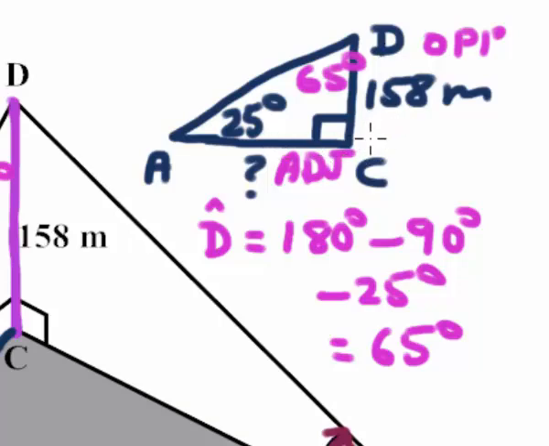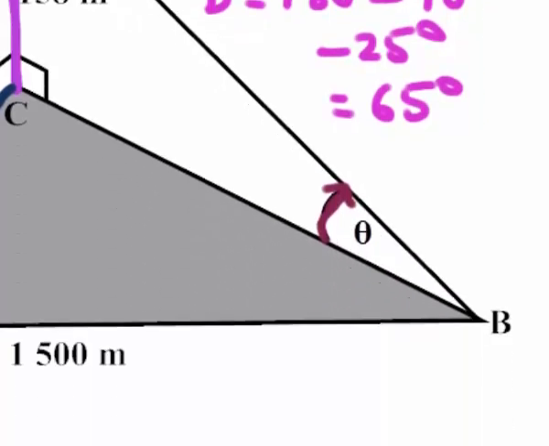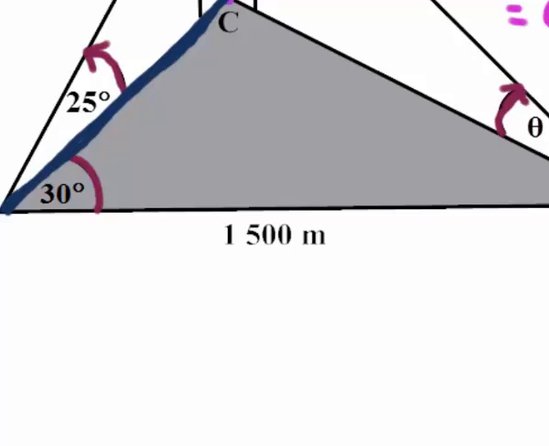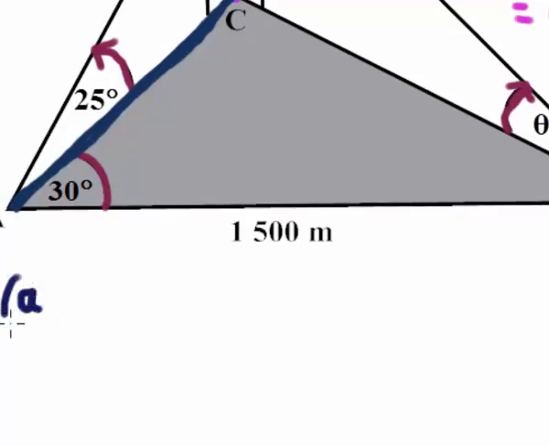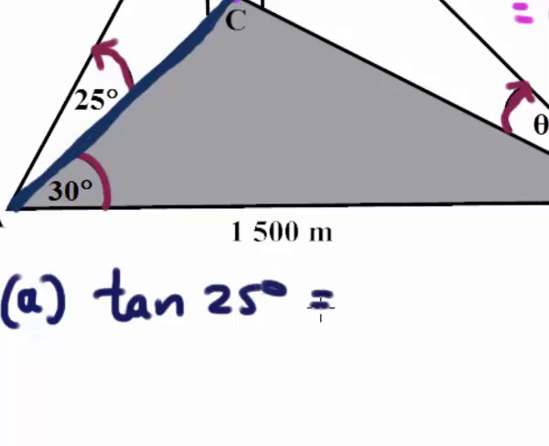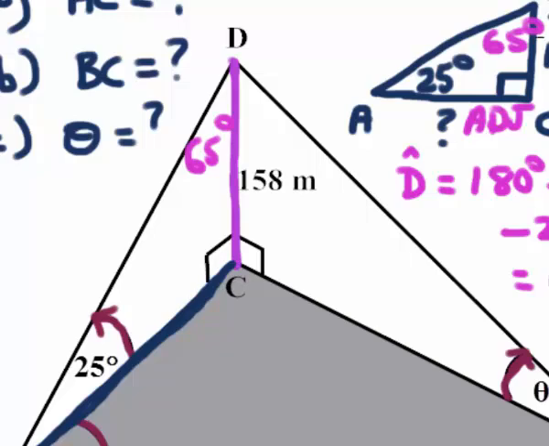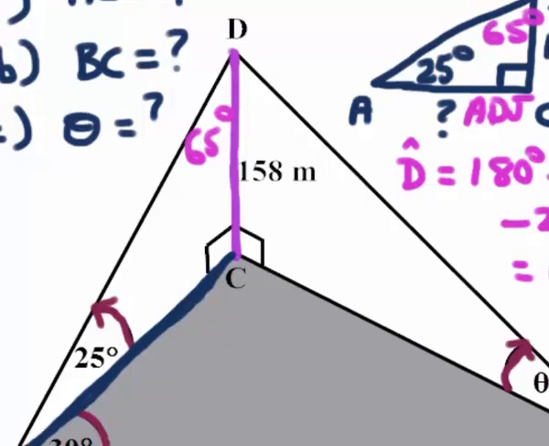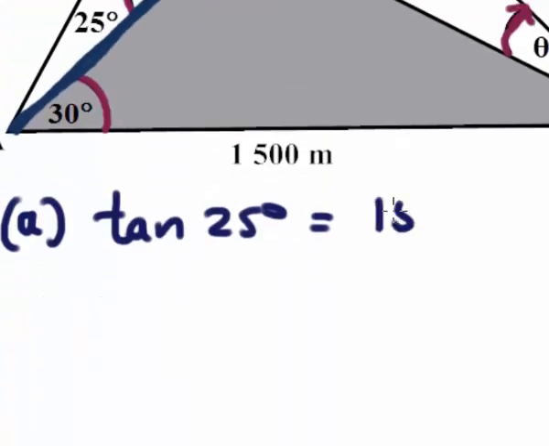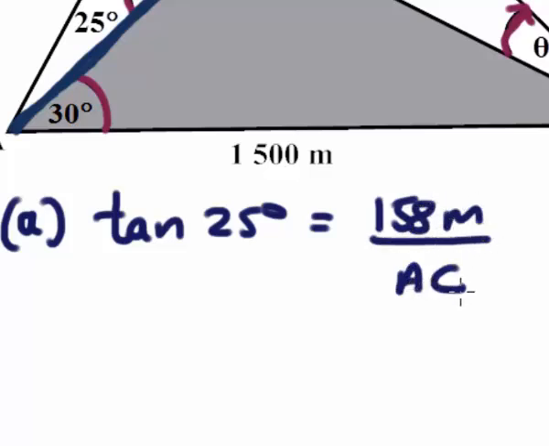Oh heaven, another hour of algebra is tan. So tan 25 is opposite over adjacent. So this is how we can write it. We can say the tan of 25 degrees is the opposite, which is going to be 158, over AC, which is unknown. So it's opposite over the adjacent side, which is AC, and we don't have AC. We want to find it.